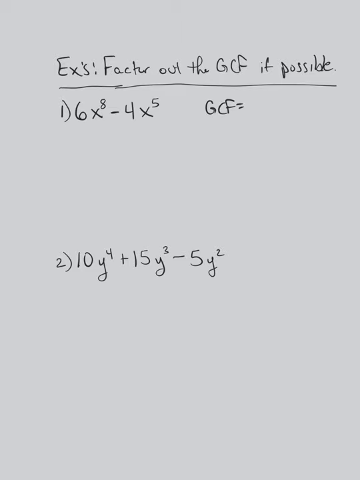Okay, so let's look at this. We have 6 and 4. What's the largest number that divides both of those? Hopefully you see that that would be 2. Now, we have our variable x. It's in every term. And so we do have x. And then what's the smallest power that it appears to? It's to the fifth power, like that. And so our GCF is 2x to the fifth.